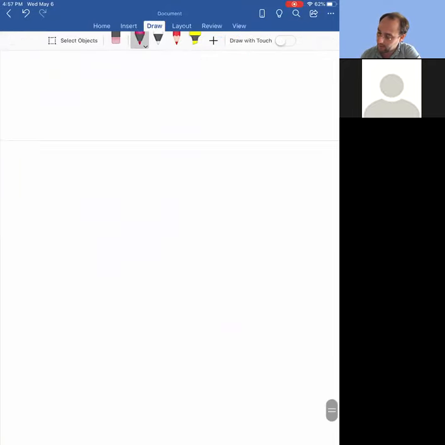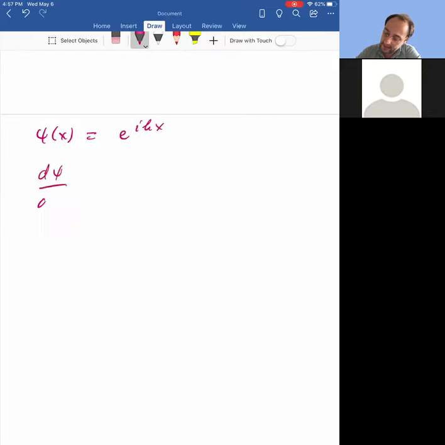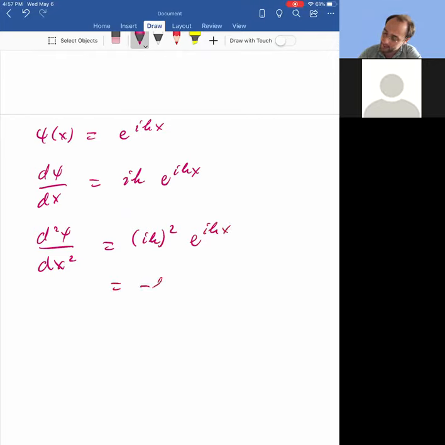So if I give you something like psi of x equals, notice this is a lowercase psi, this is an uppercase psi. e to the ikx, d psi dx equals ik e to the ikx, d squared psi dx squared equals (ik) squared e to the ikx, equals minus k squared e to the ikx, because i squared equals minus 1.